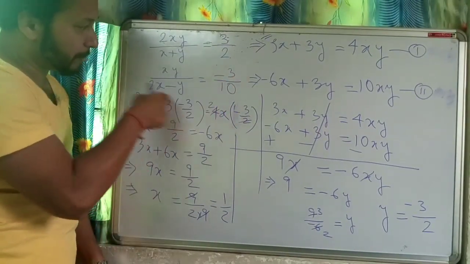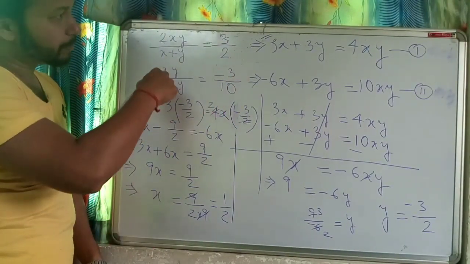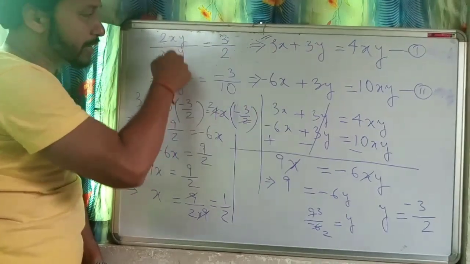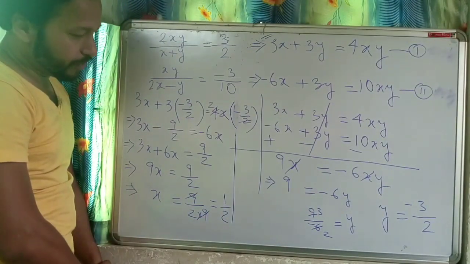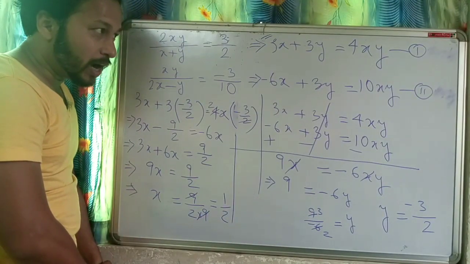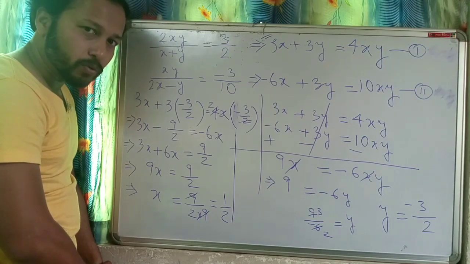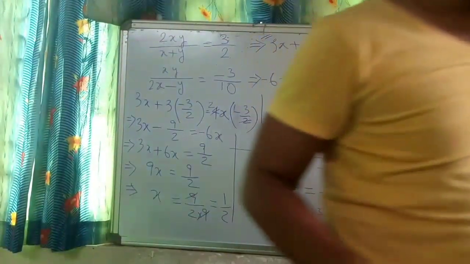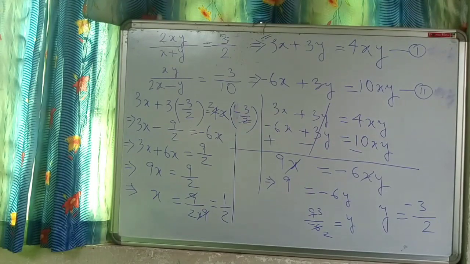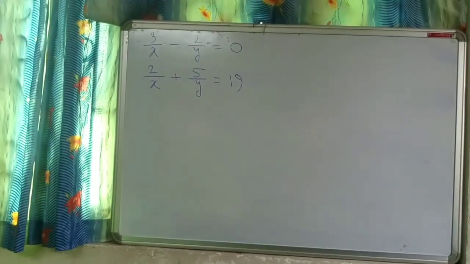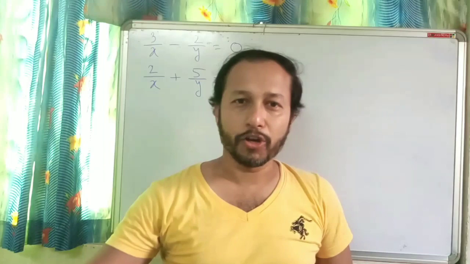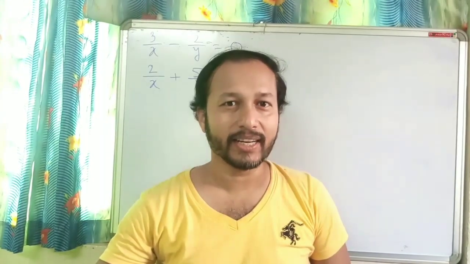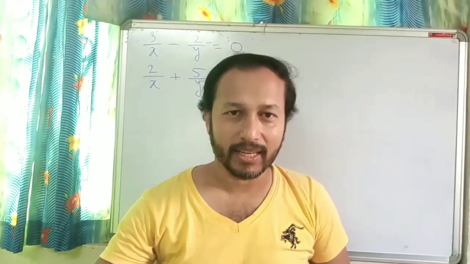This is the sum. By this cross multiplication, we are getting this simple form. After the simple form, we are going with the process. We will see one more sum now. Here is another sum for you. Let us see how to solve that in elimination method. Let's see.